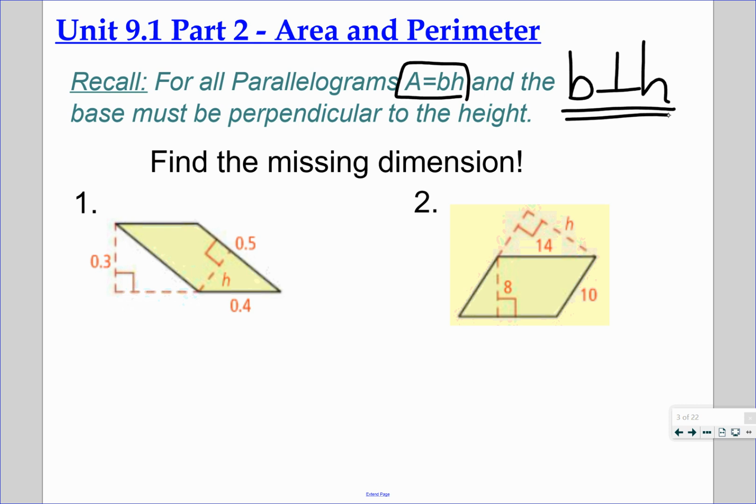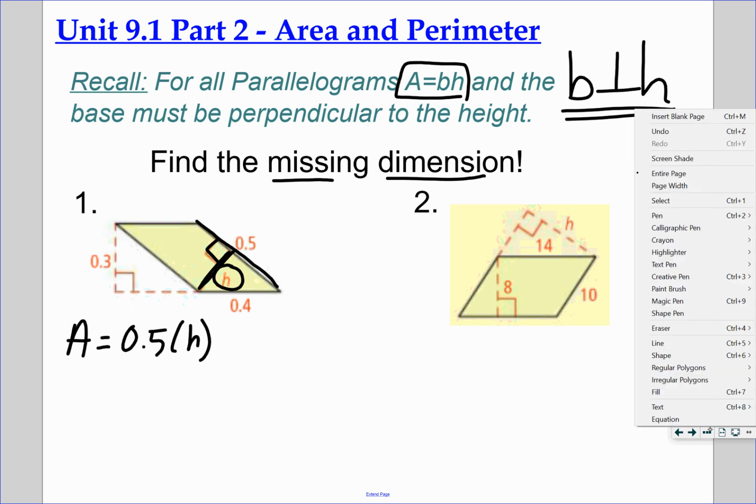So if we look at number 1, we're asked to find the missing dimension. So we're going to solve for h. H is a height, and it must be paired with a perpendicular base. Well, the only perpendicular side is 0.5. So we know that the area of this thing could be our base of 0.5 times the height. But we can't use that. We need to figure out how to actually solve for that missing dimension.